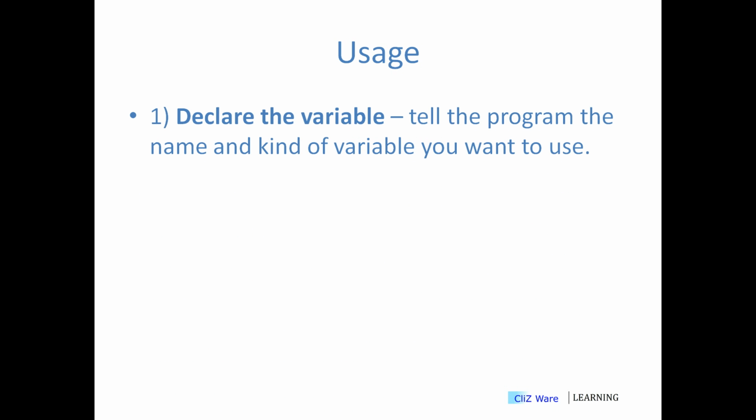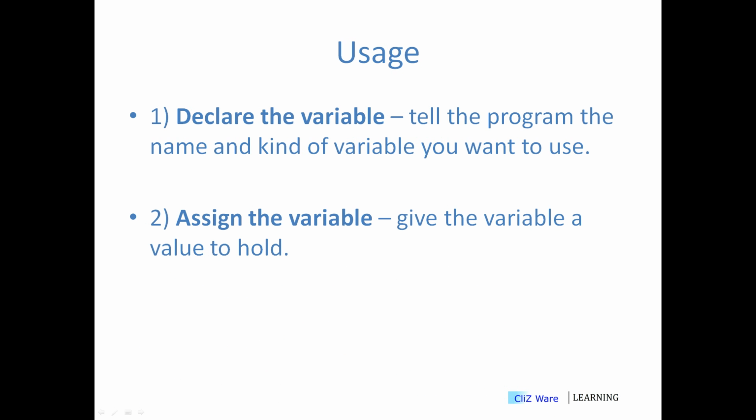Now let's look at the usage. One of the things you need to do is to declare a variable, and that's basically when you tell the program the name and the kind of variable you want to use. As we will see in the next slide, there are different types of variables, and they can hold different kinds of values.